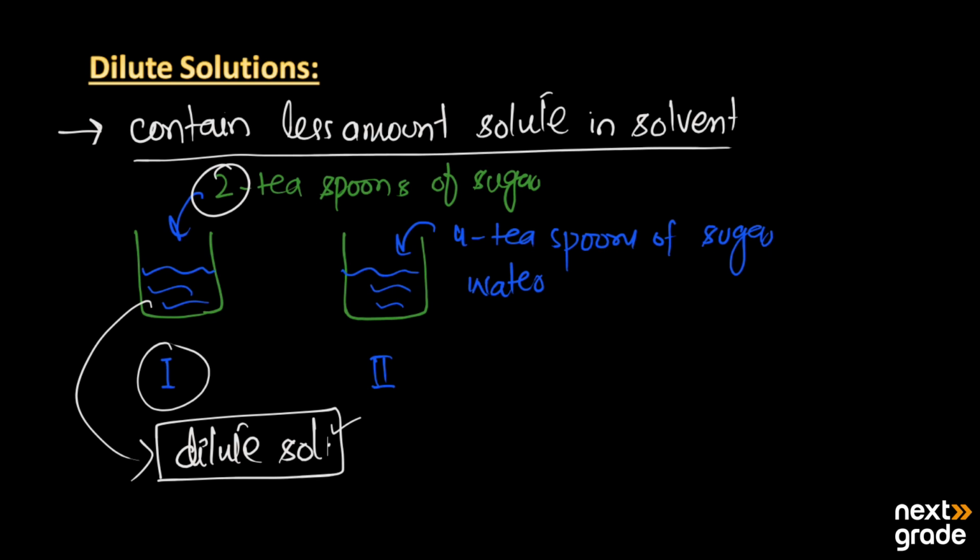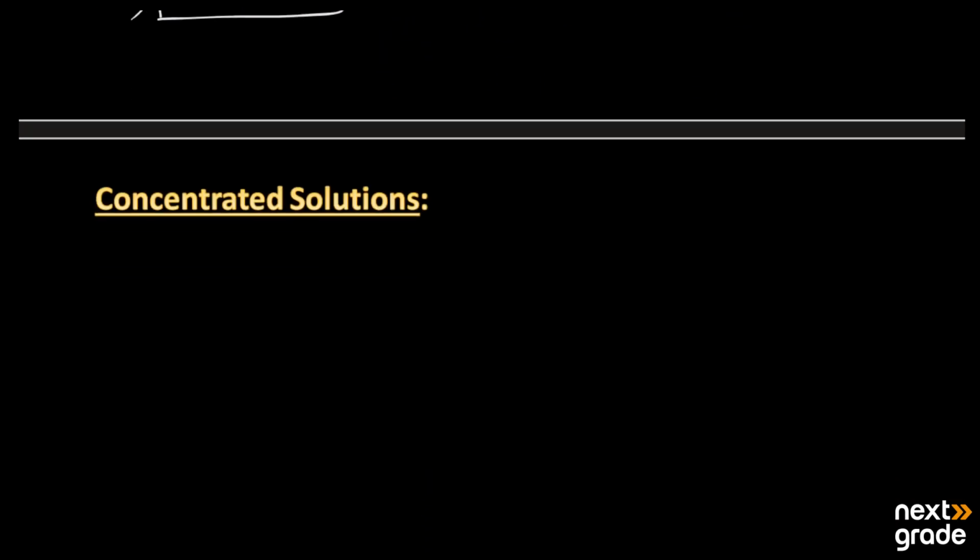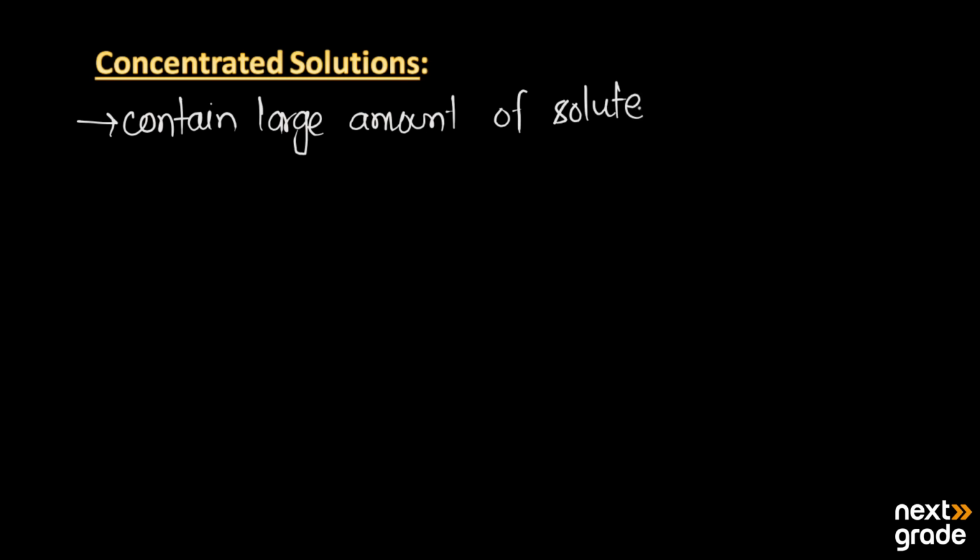After the dilute solution, next we have the second form of solution, that is the concentrated solution. Now what is meant by the concentrated solution? Basically it is the inverse of the dilute solution. So the solution that contains a large amount of solute dissolved in it, that solution we call the concentrated solution, and it has more solute as compared to the dilute solution.